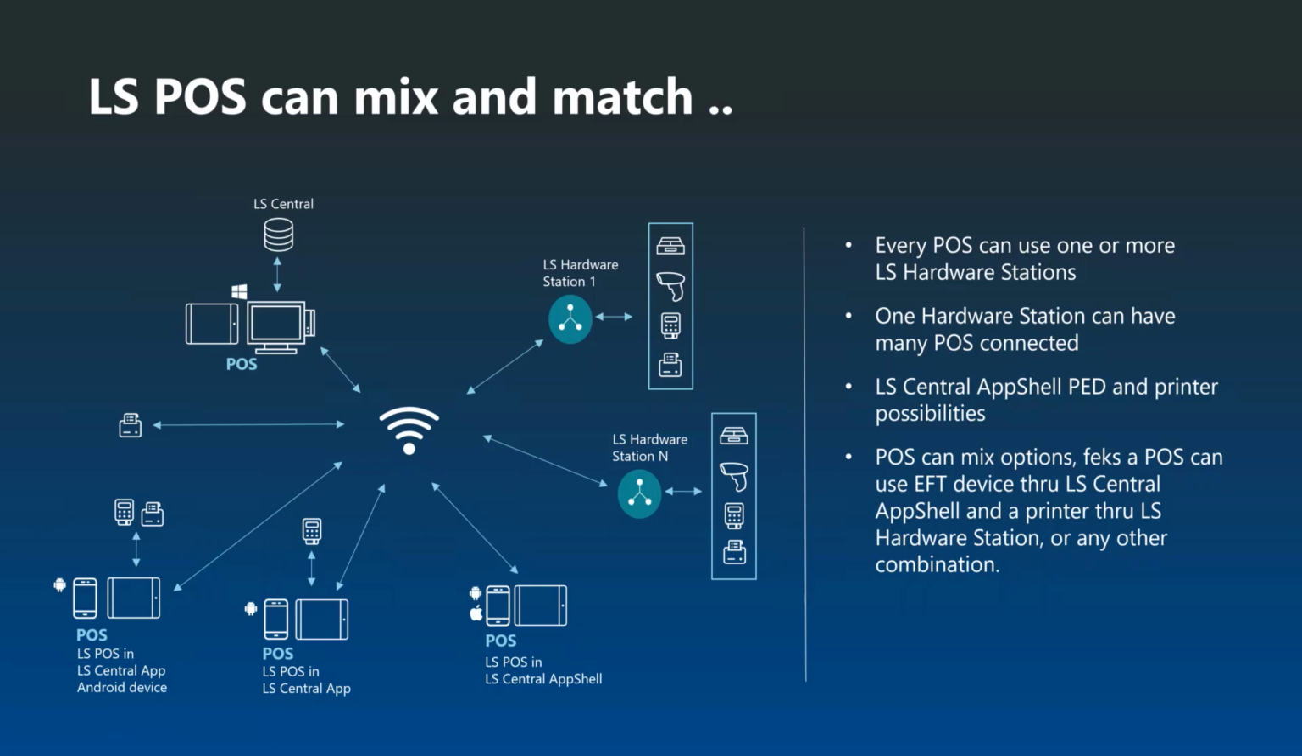But this Android version can also connect directly to printers. In this scenario, we recently added to the LS Central AppShell the Epson printing library that supports a number of printers, both directly connected or network connected. So with that, the LS Central AppShell can even send printing to network connected printers. So the question then comes, which way is the best to use when designing the setup of your solution?